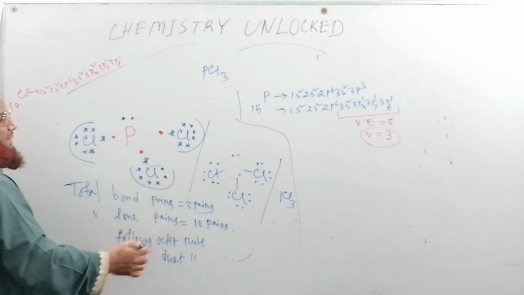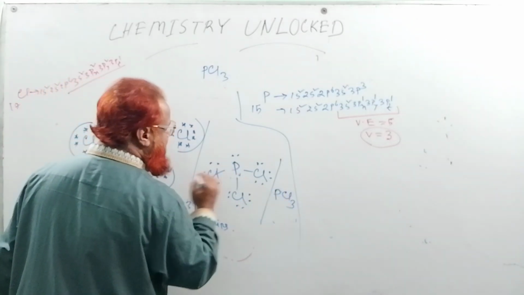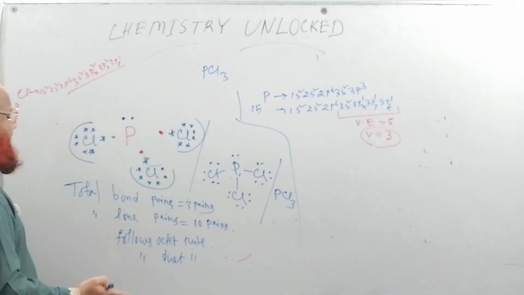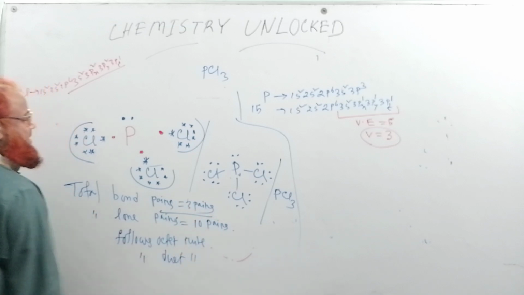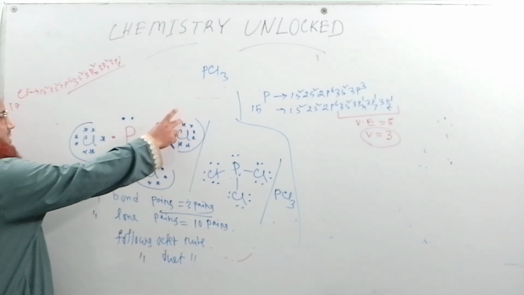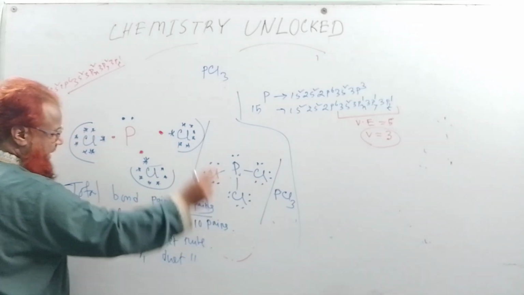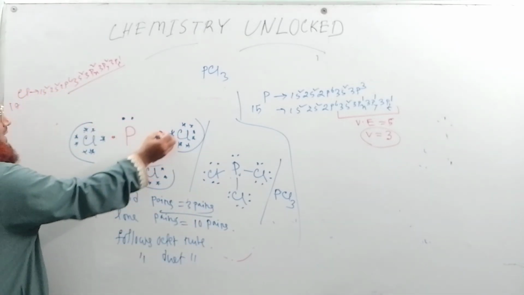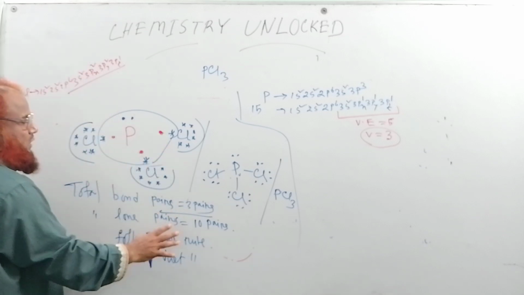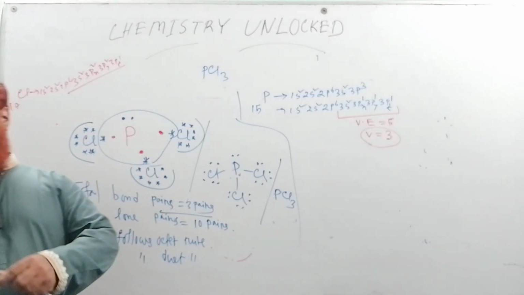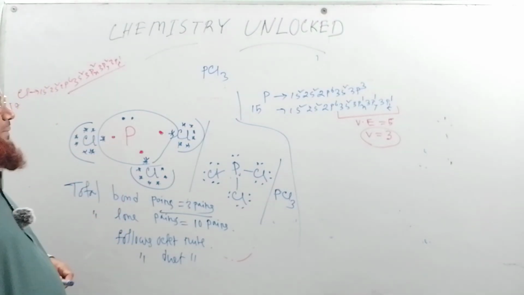So now the counting is similar to nitrogen. What counting? Lone pair and bond pair. Look here, the total bond pair is 1, 2, and 3, similar to NCl3, and the total lone pair is 3, 6, 9, and 1, 10. So the total lone pair is 10. It follows the octet rule because the total number of electrons here is 8, and it also follows what rule? The duet rule. Okay, so this is the diagram of your PCl3.